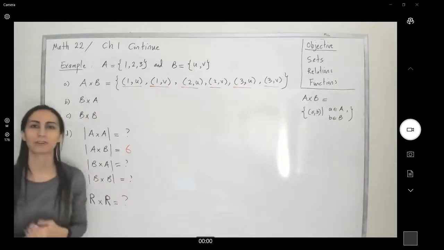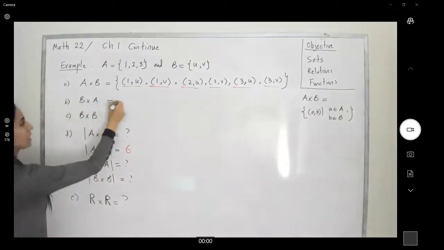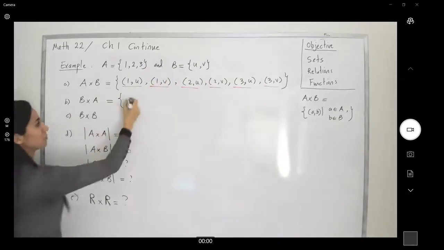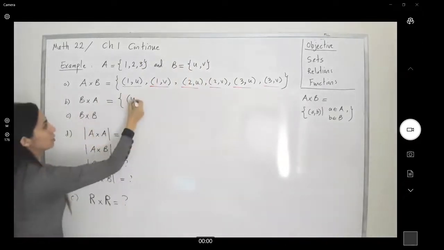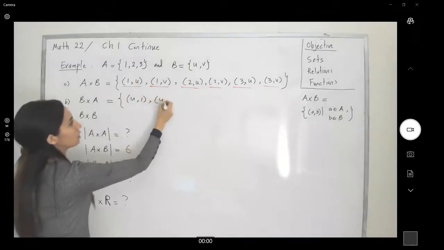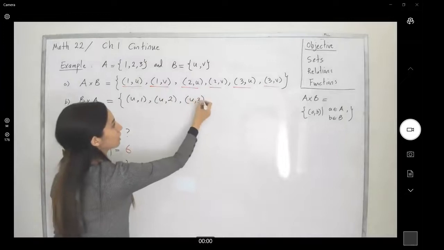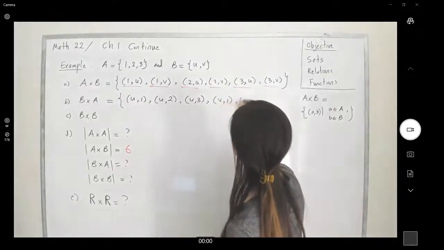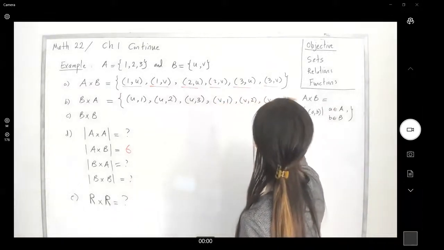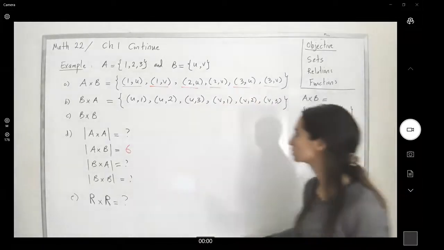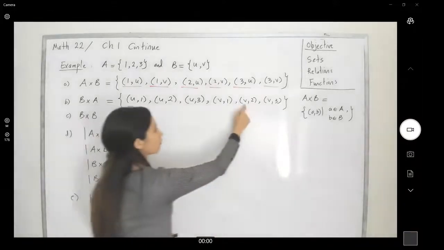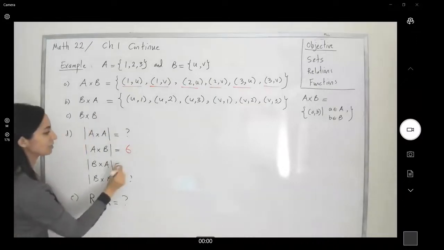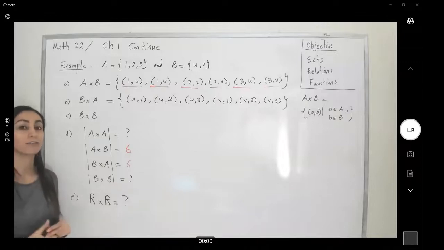What about the Cartesian product of B with A? It means that in this case, all first coordinates are coming from the second set. So you have (u, 1), (u, 2), (u, 3). The first coordinate is coming from B: (v, 1), (v, 2), (v, 3). Okay, perfect. How many elements? 1, 2, 3, 4, 5, 6. 2 times 3 gives you 6 elements, 6 ordered pairs that are all different from each other.